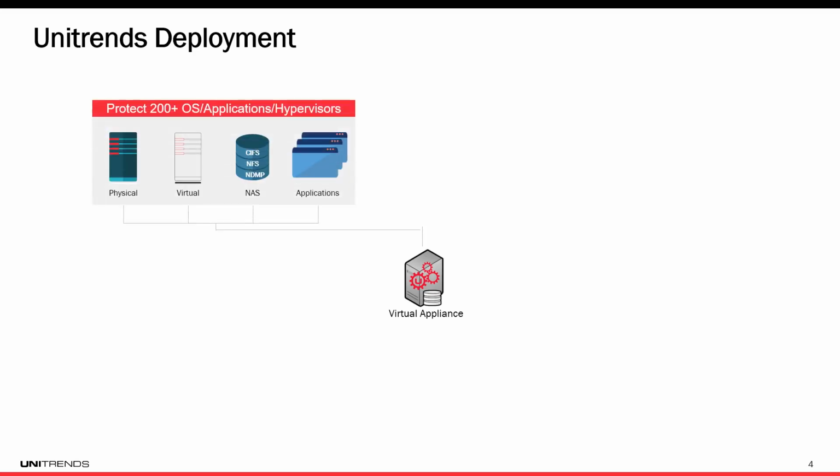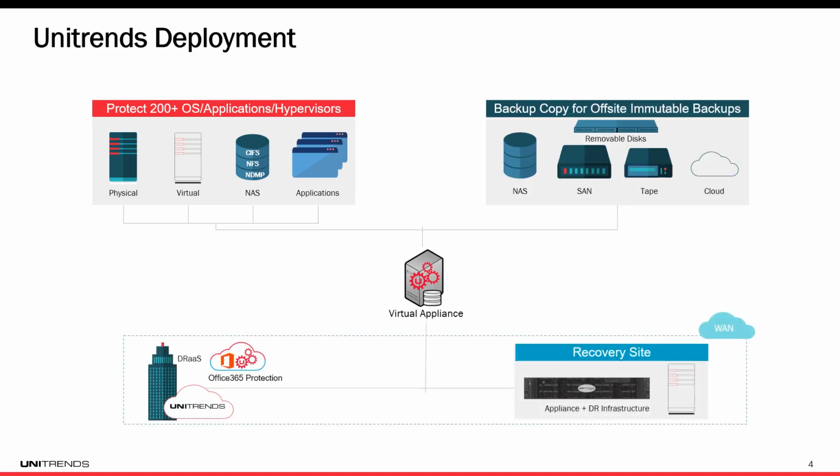From an infrastructure standpoint, we'll have our local environment, be it physical, virtual, or NAS devices that get backed up to our virtual Linux appliance. We can take that data and we can do off-site copies either to a NAS, SAN, tape, or cloud device, or even removable disks. Or you can choose to replicate that to a hot location, like your own privately hosted recovery site or the Unitrends cloud, where we also offer disaster recovery as a service, where we can spin your data up in our hosts.